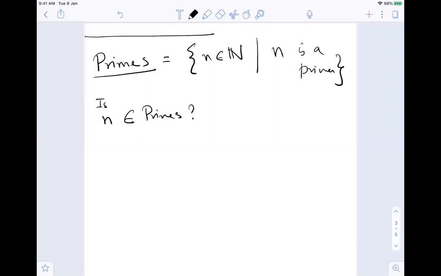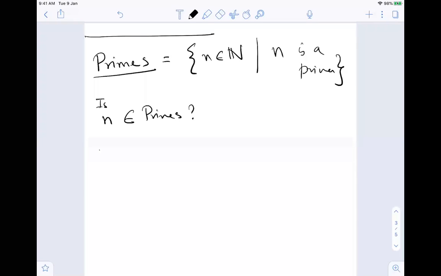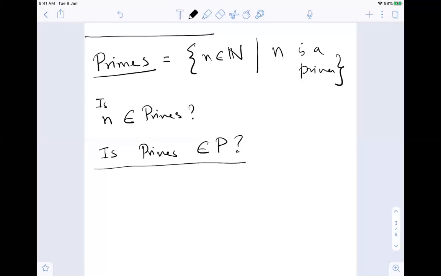Now, of course, the first question is: is primes in P? Meaning, is there a polynomial time algorithm that, given a number, will check whether this number is a prime or not? That is possibly the big question. I don't know whether you know, but number theory in general, primes and factoring and all of those, have a strong relationship with cryptography.